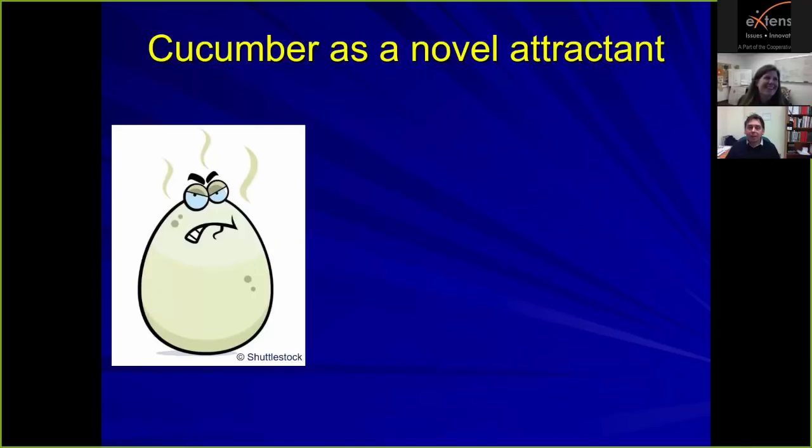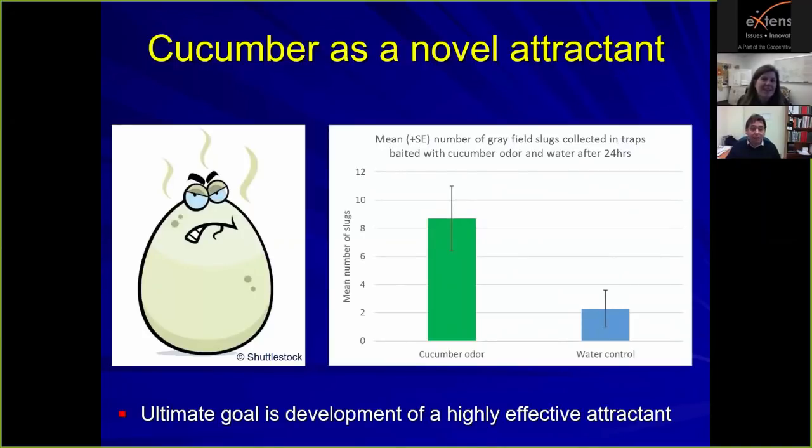And again, we wanted to test this reconstructed odor of cucumber in the field to make sure it was attractive to our wild slugs. And as you can see from this graph, it certainly was. We collected over 4 times as many grey field slugs in the cucumber odor traps compared to the water control traps.